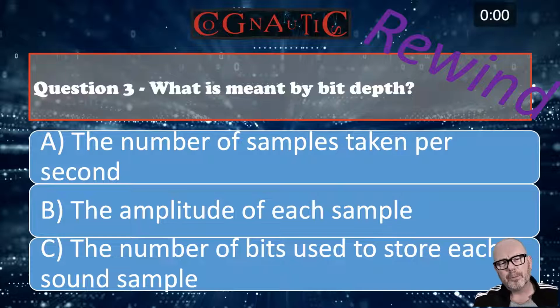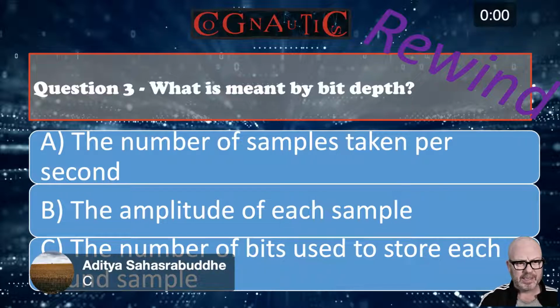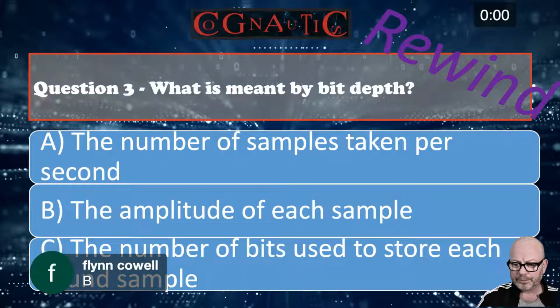So what about this one? What is meant by bit depth? A bit of a long rewind here, and I fancy there's going to be quite a good deal on this in the exam in a couple of weeks' time. So Aditya's coming in with a C. He reckons it's the number of bits used to store each sound sample.